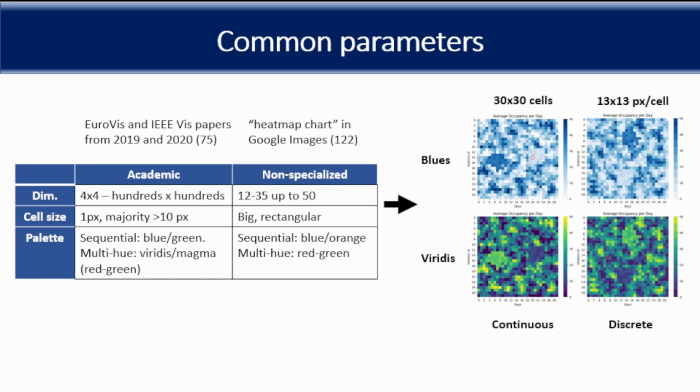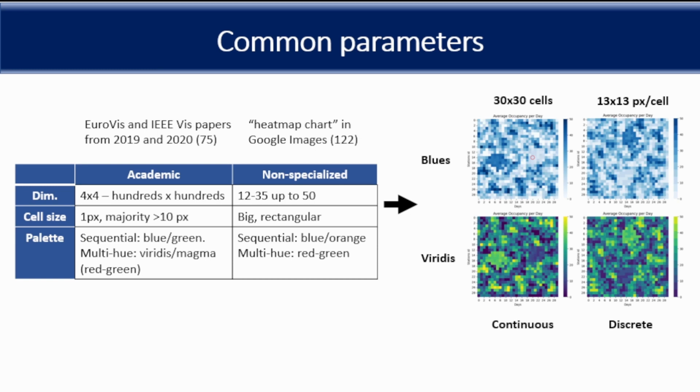With these results, and in order to ensure that our charts fitted on any screen, we analyzed several cell sizes and layouts, and we decided to keep a total size of around 500 pixels. We created charts with 30 by 30 square cells of 13 by 13 pixels each. The chosen palettes were Viridis as a multi-hue palette, and Blues as a single-hue one, both as continuous and discrete. Both palettes are really common, but they also stand out in previous experiments.